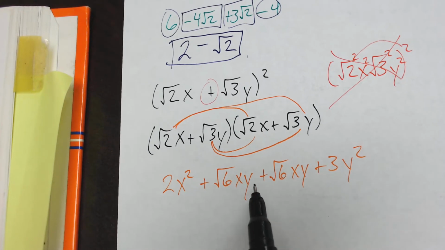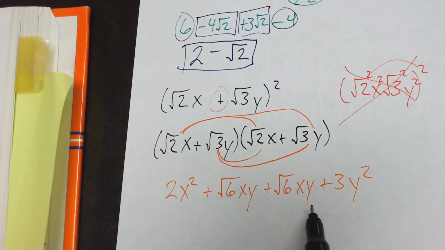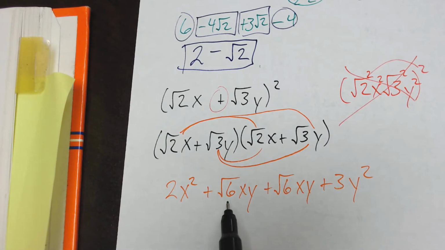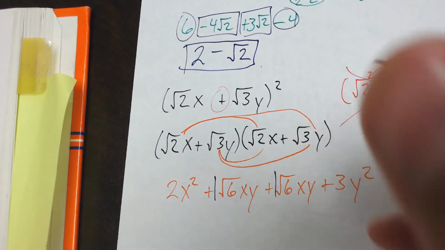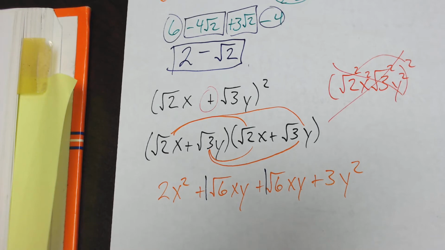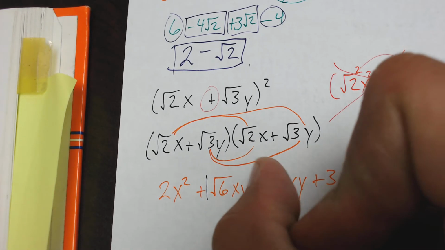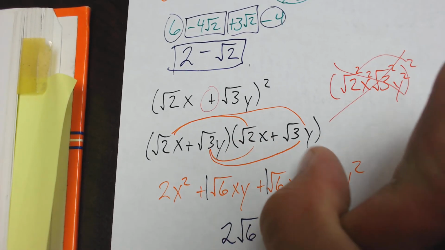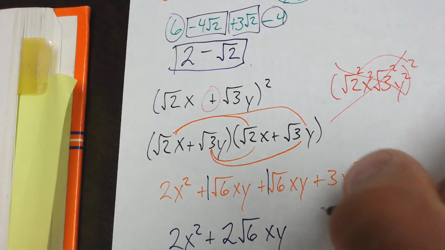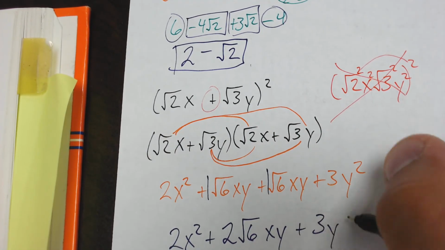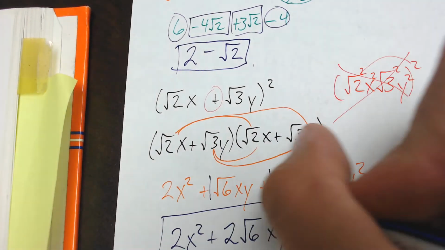Now, what's tricky about these is where do we put the coefficient? Because neither one of these has a coefficient. So we have to think of square root of 6xy as one term, and the coefficient would be the invisible 1 here and the invisible 1 here. So when we add these, what it actually becomes is 2 square root of 6xy. So our first term is 2x squared. Our last term is 3y squared. And this is our final answer.